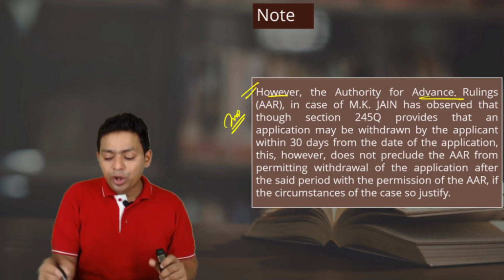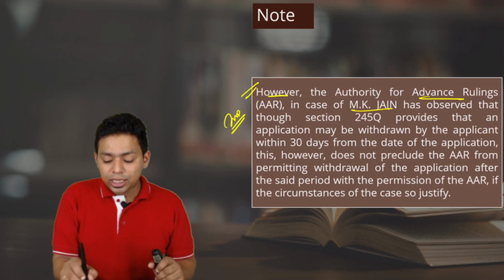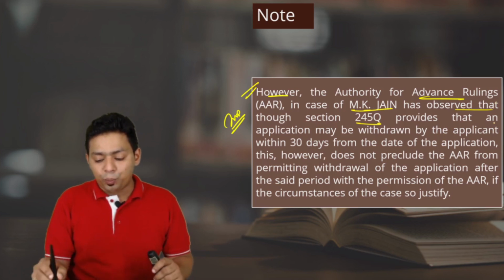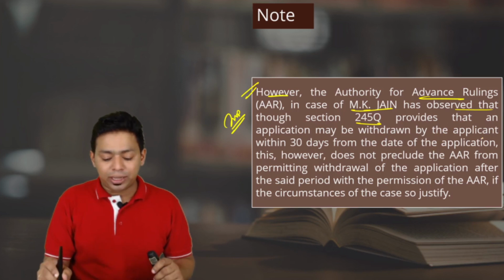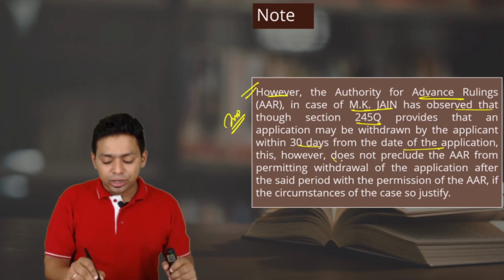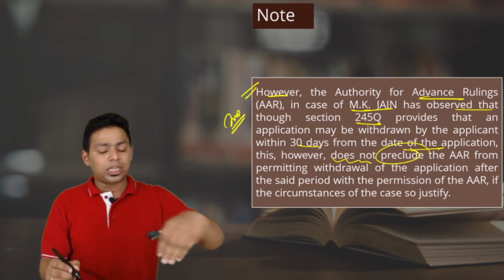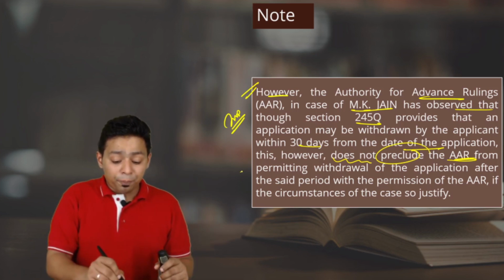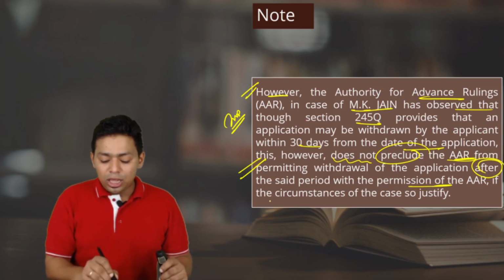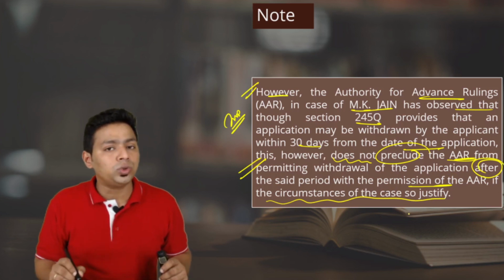However, the authority for advance ruling in the case of MK Jain has observed that though section 245Q provides that the application may be withdrawn by the applicant within 30 days from the date of application, this however does not preclude, means exclude, the AR from permitting withdrawal of the application even after the said period with the permission of AR if the circumstances of the case so justify.